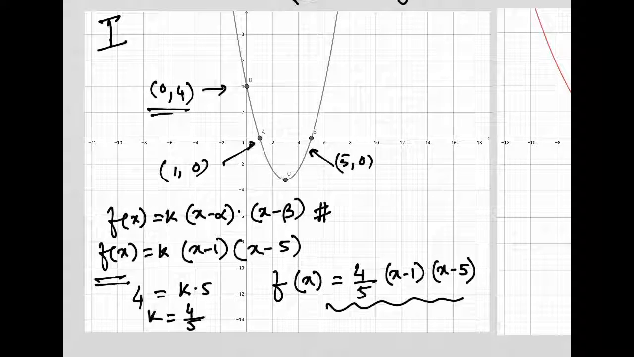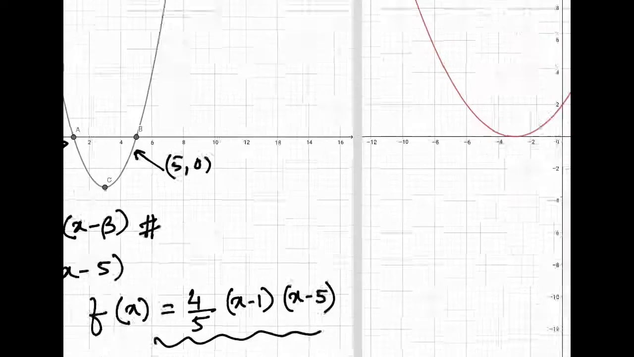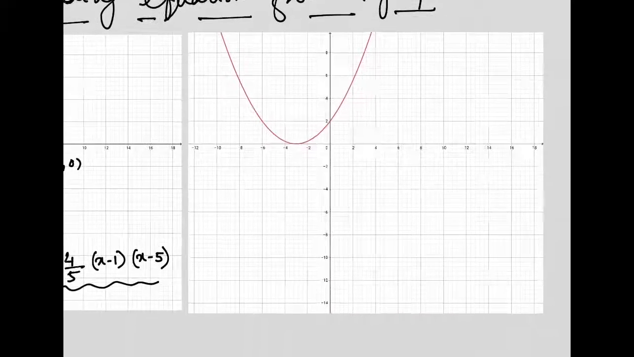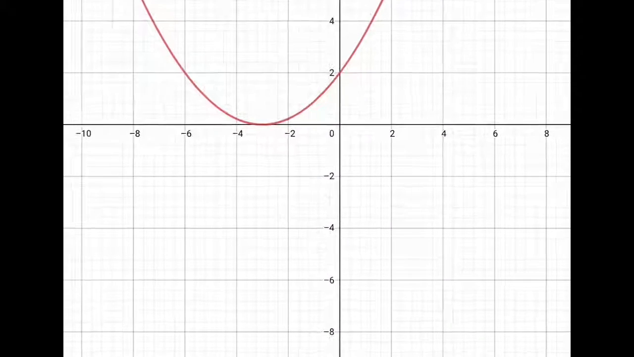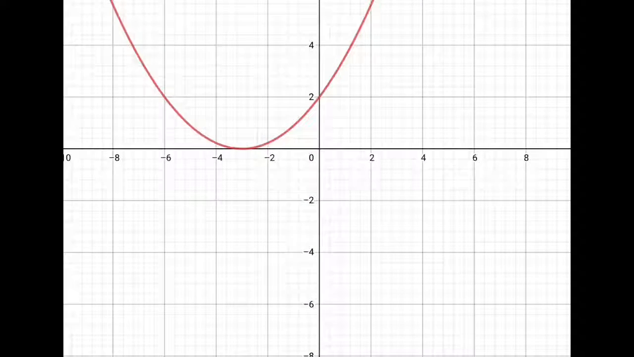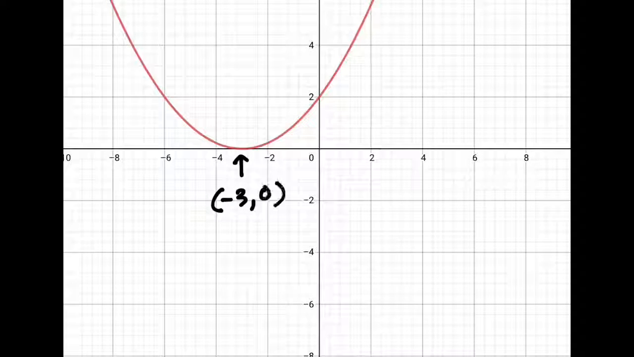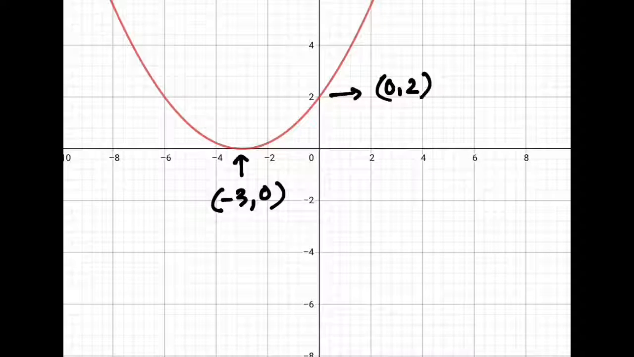Now the second thing we are seeing is this. Here it is given it is only one point touching, and I am also having my y-intercept. So I can say that this is my turning point. The turning point is in the middle, so it would be (-3, 0), and the y-intercept is (0, 2).